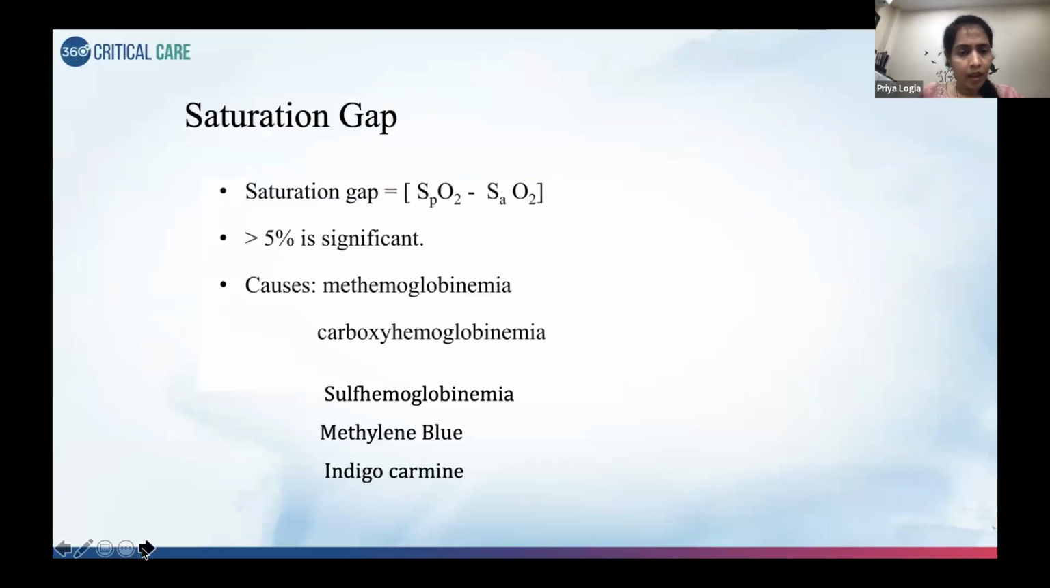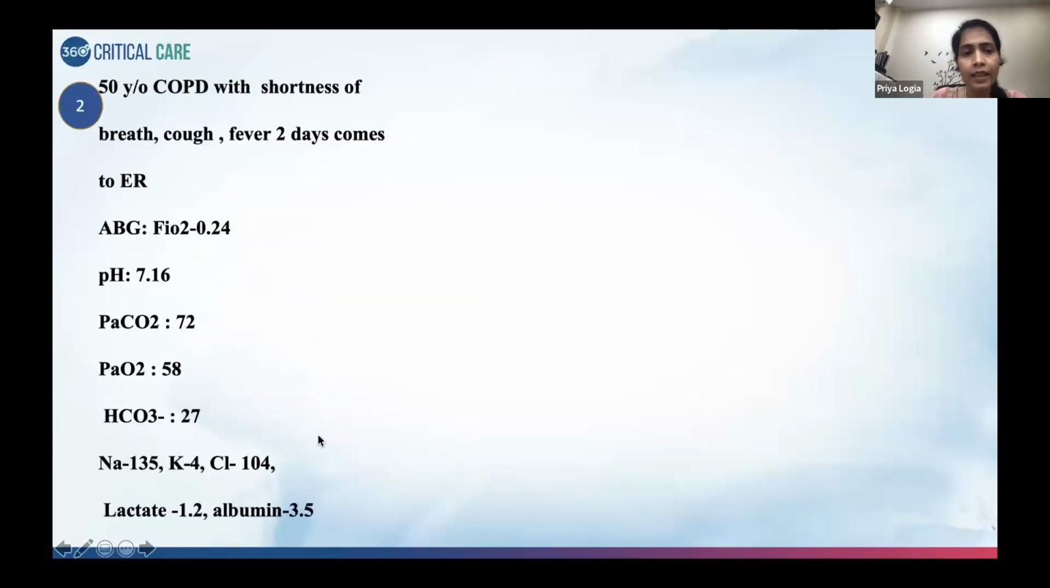Okay. So saturation gap. Saturation gap is the noted SpO2 minus the SaO2. If it's more than 5, it indicates there is some other pathology like methemoglobinemia and carboxyhemoglobinemia, where the SpO2 will be noted as 85 only. You'll note a SpO2 of 85 only. So in these conditions like methylene blue, indigo carmine dye, all these conditions you can have a high saturation gap.